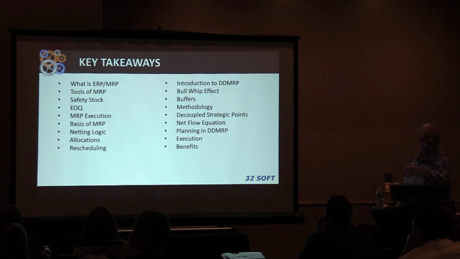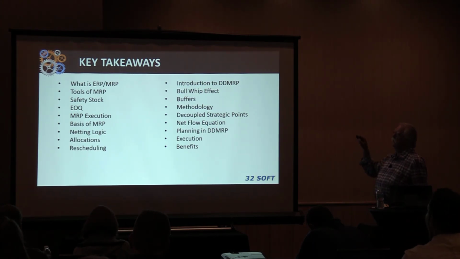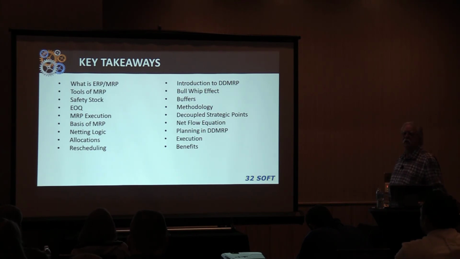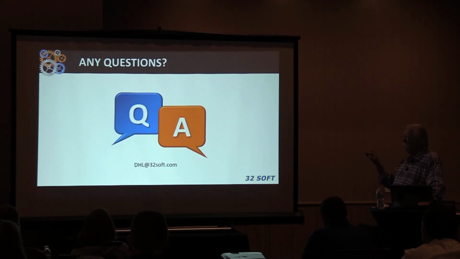So, here we are, 1:30. MRP, what is it? Tools, safety stock. We talked about how that works, and then we've spent some time on hopefully understanding a little bit more about what DDMRP is. We looked at bullwhip, some buffers, how it works, the decoupled strategic points, this net flow equation, execution, and benefits. So, any questions?